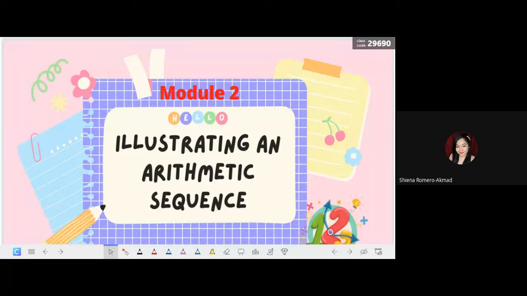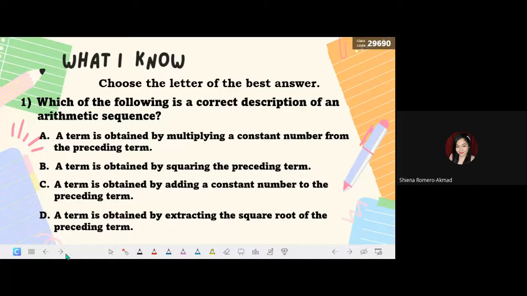So for module number 2, we will be having illustrating an arithmetic sequence. So bago ang lahat, we will answer different questions for me to know kung may naintindihan na kayo when it comes to this kind of sequence.